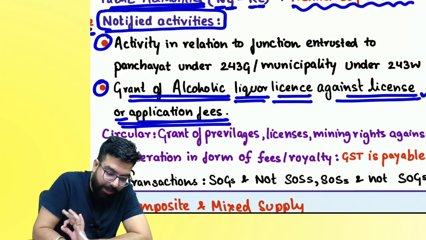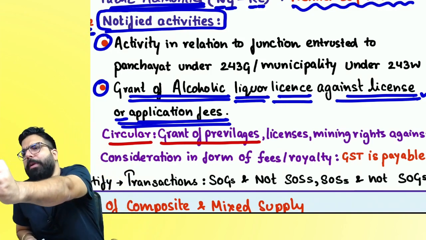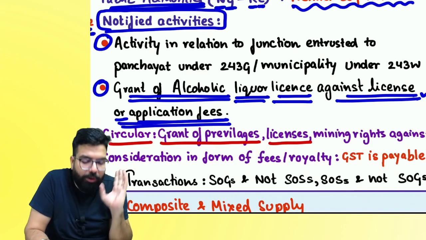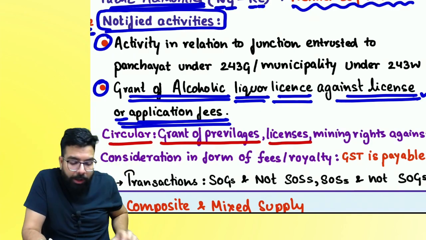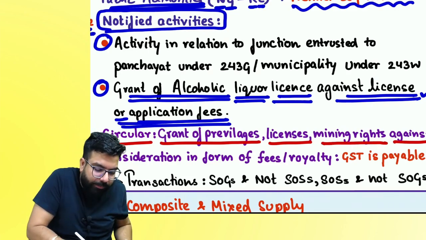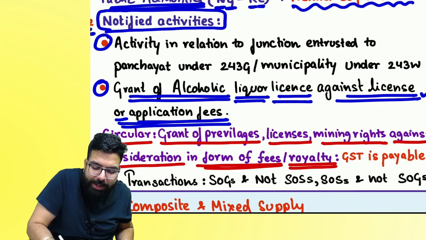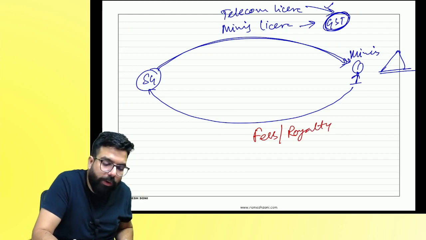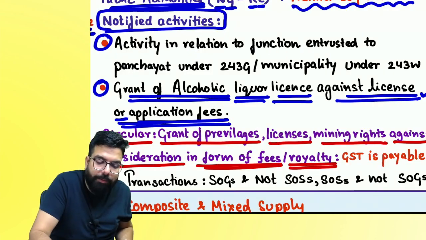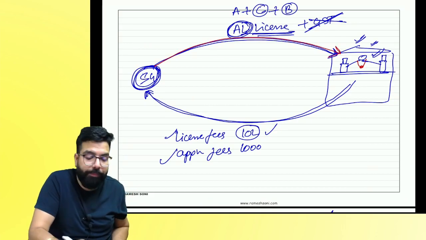See, the government clarified: grant of any privilege. If the government is giving you any privilege, any license, as of now you take privilege to be a license only. Any mining right against consideration, wherein you are paying fees or royalty to the government, then they are telling that GST is payable.